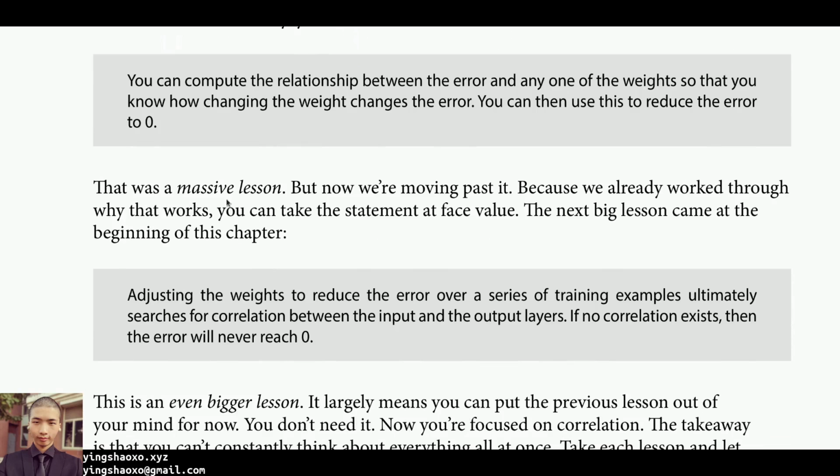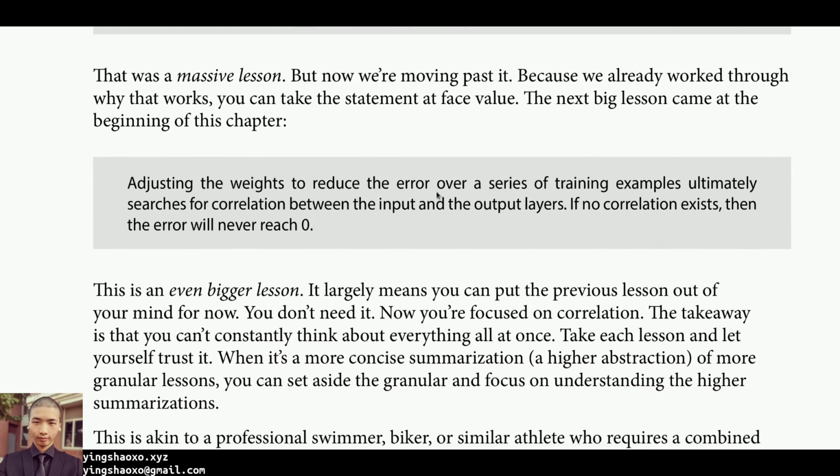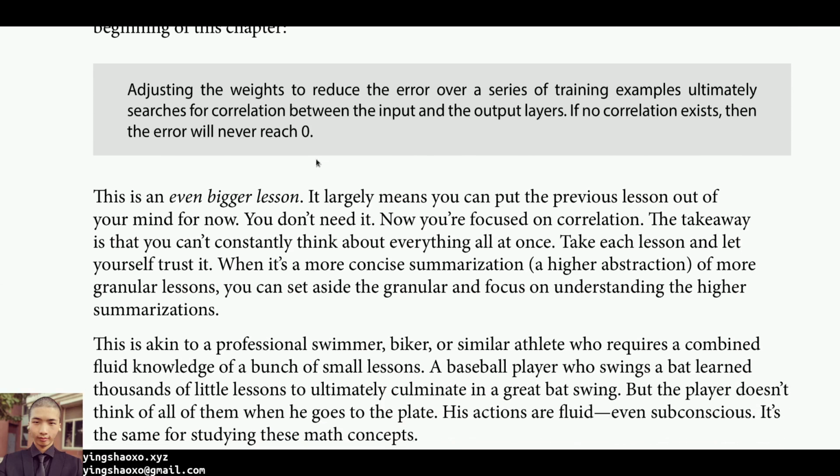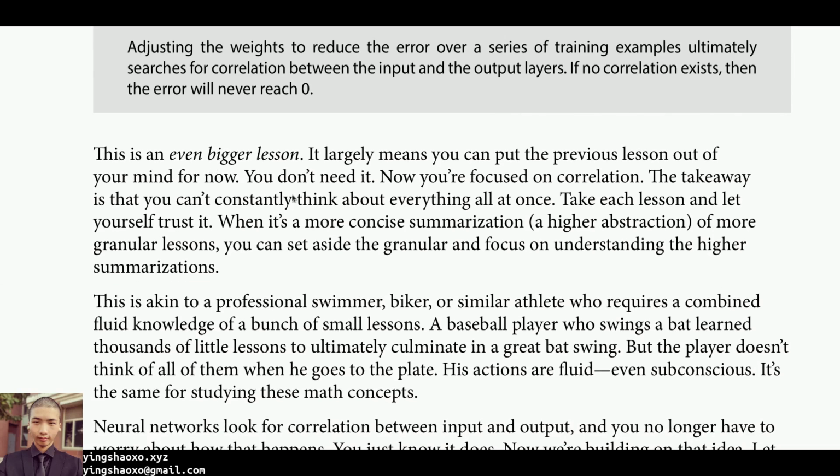That was a massive lesson. But now we are moving past it because we already worked through why that works. You can take the statements at face value. The next big lesson came at the beginning of this chapter. Adjusting the weights to reduce error over a series of training examples ultimately searches for correlation between the input and output layers. If no correlation exists, then the error will never reach 0. This is an even bigger lesson. It largely means you can put the previous lesson out of your mind for now. You don't need it. Now you are focused on correlation.